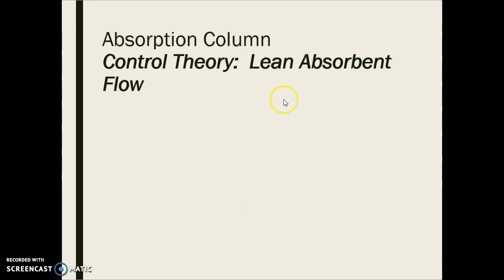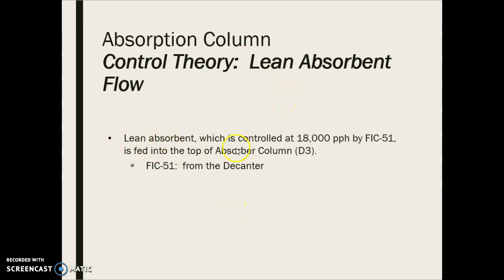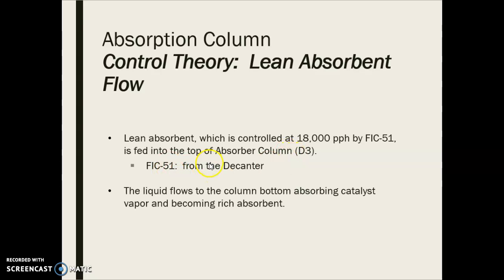Okay, the lean absorbent flow theory. The lean absorbent is controlled at 18,000 pounds per hour by FIC 51, and that is fed at the top of the column. And this stream comes from the decanter. The liquid flows to the column bottom, absorbing catalyst vapor and becoming rich absorbent. So the lean absorbent comes down and the vapors go up. And then all of the catalyst vapors get picked up because they're soluble in this particular lean absorbent.